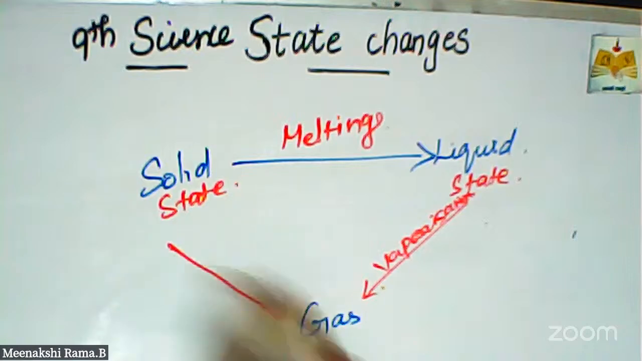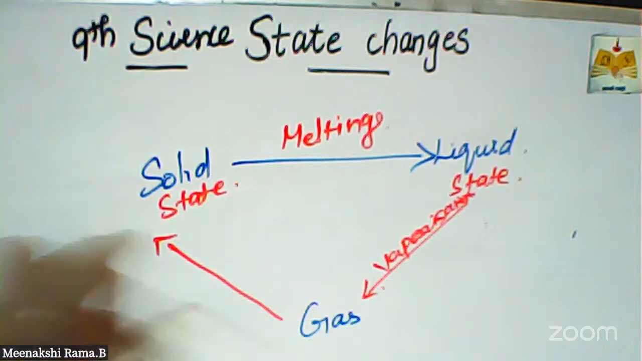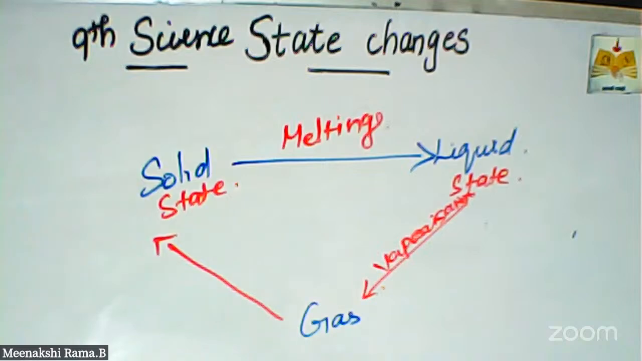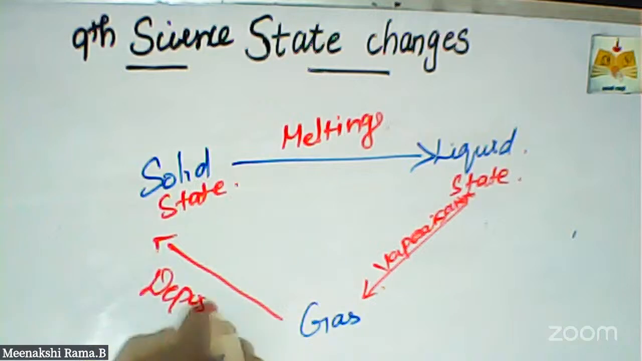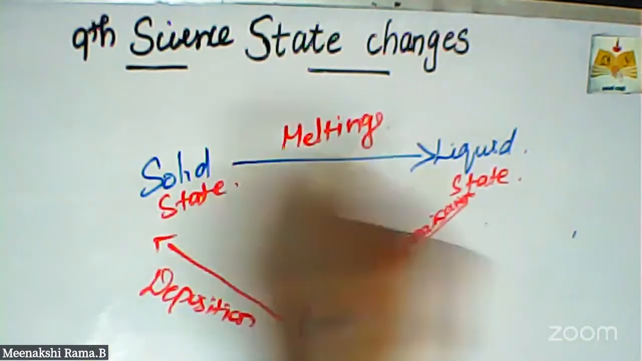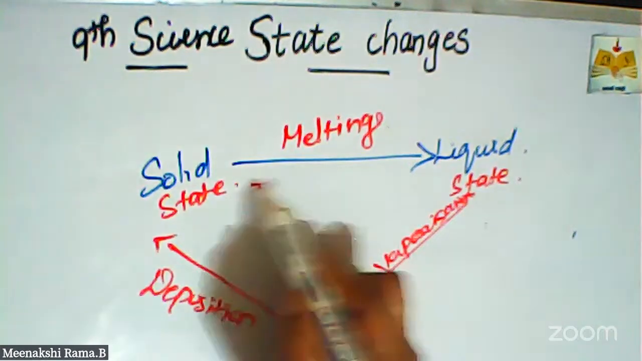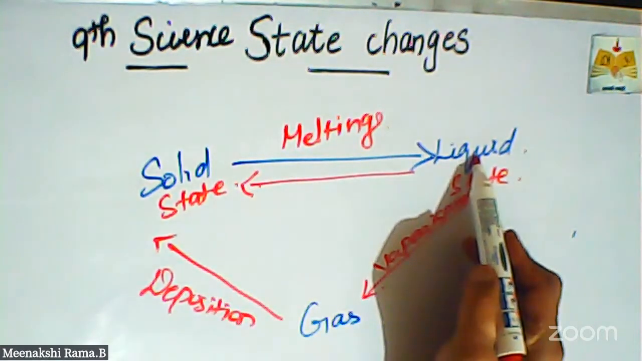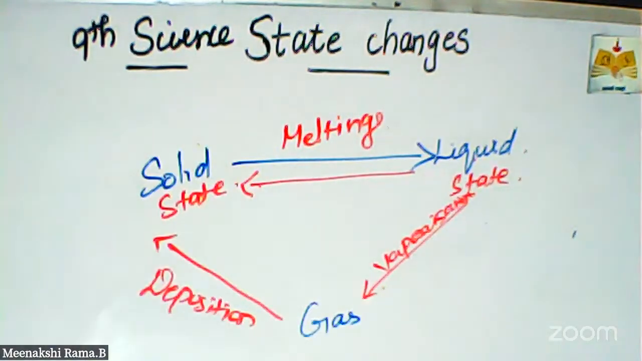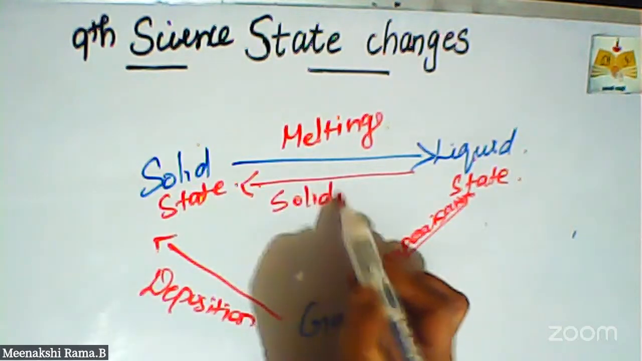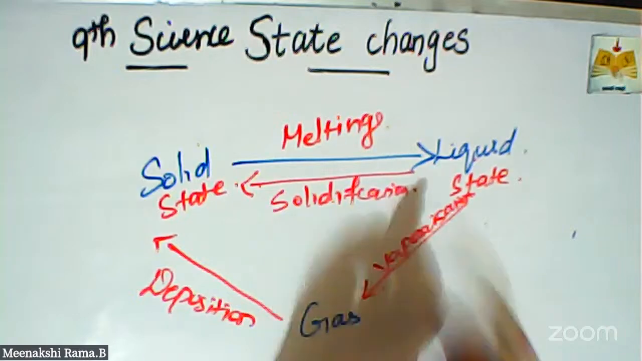Gas is changed into solid state. This concept is called directly. The solid state is changed into gas, that is called sublimation. Gas is changed into solid, that is called deposition. Reversible process. In reversible process, liquid state is changed into solid state. That is called solidification.